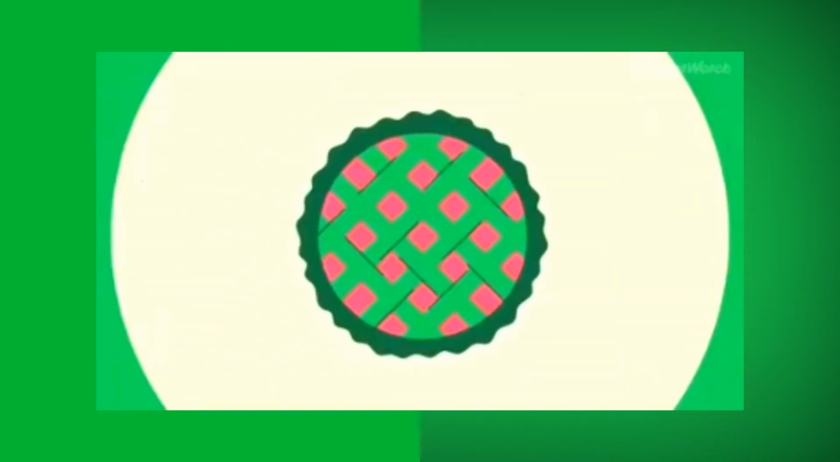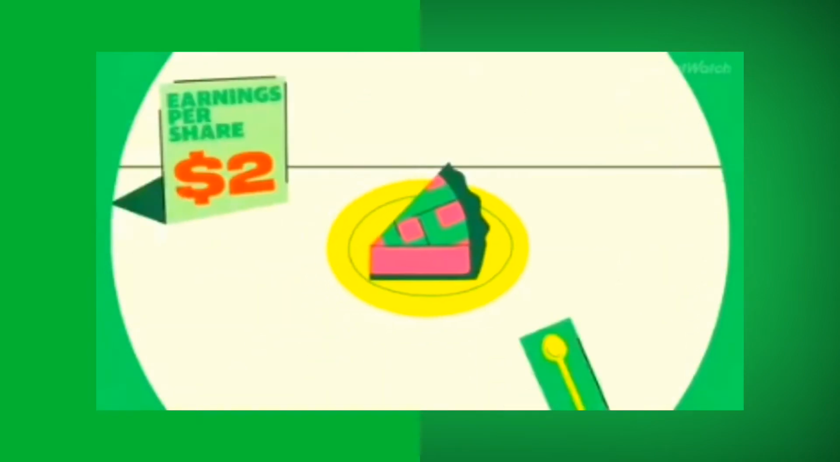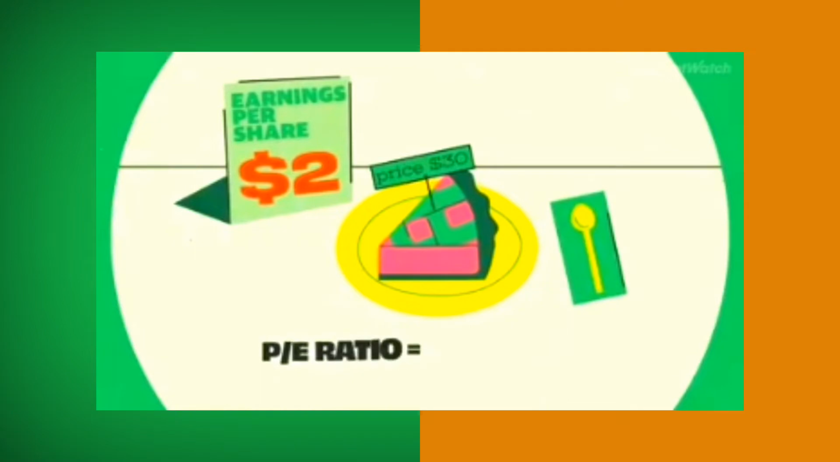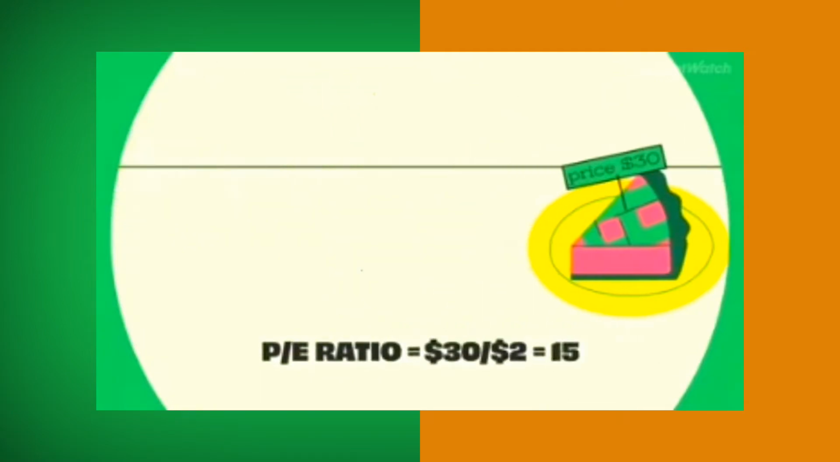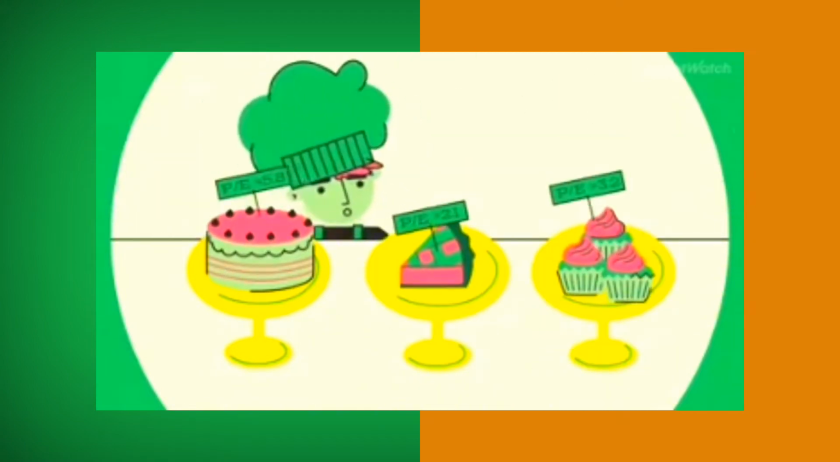The PE ratio demonstrates how much an investor is willing to pay for a single slice of a company's earnings. For example, if a stock with earnings per share of $2 is trading at $30, its PE is 15. An investor pays $15 for each dollar of earnings. Investors use the PE ratio to help determine whether a stock is a good value.